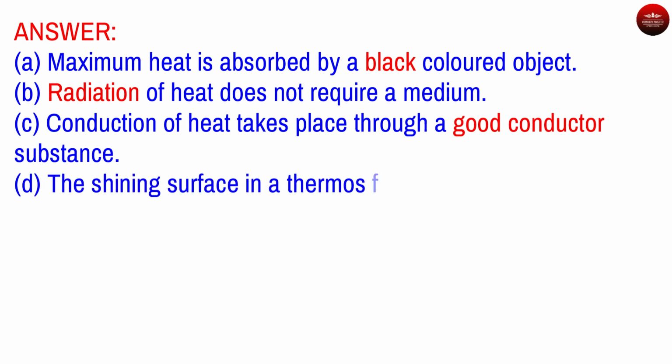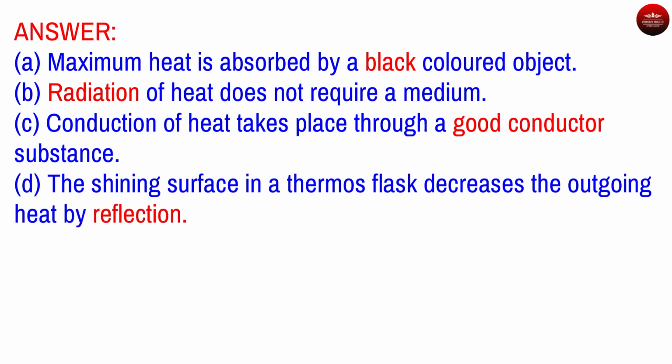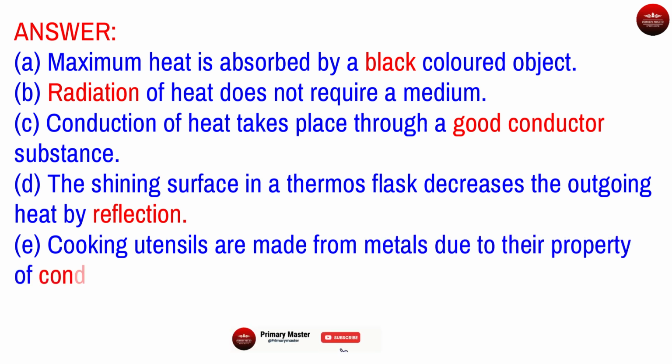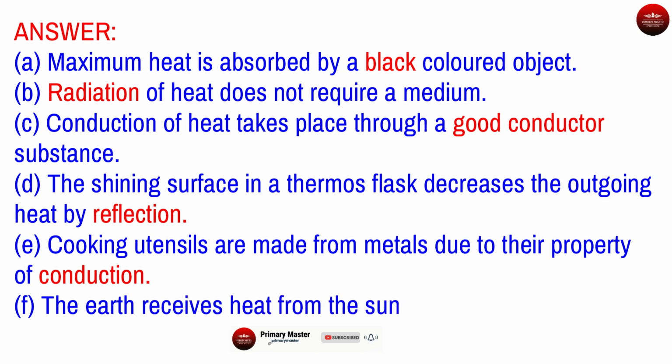D. The shining surface in a thermos flask decreases the outgoing heat by reflection. E. Cooking utensils are made from metals due to their property of conduction. F. The earth receives heat from the sun by radiation.